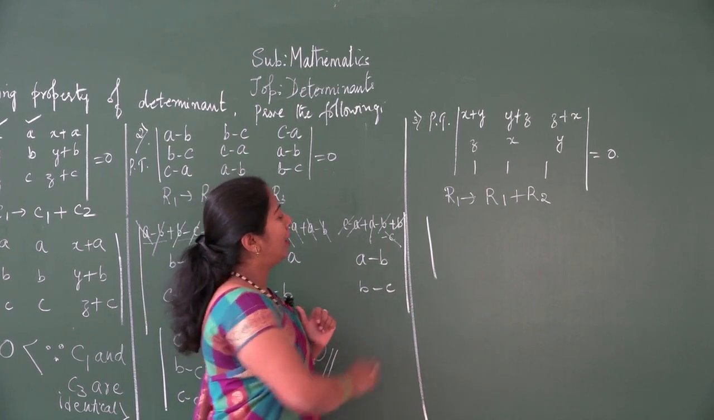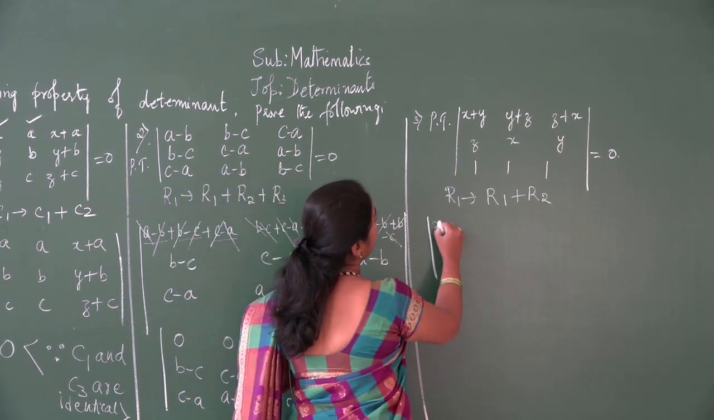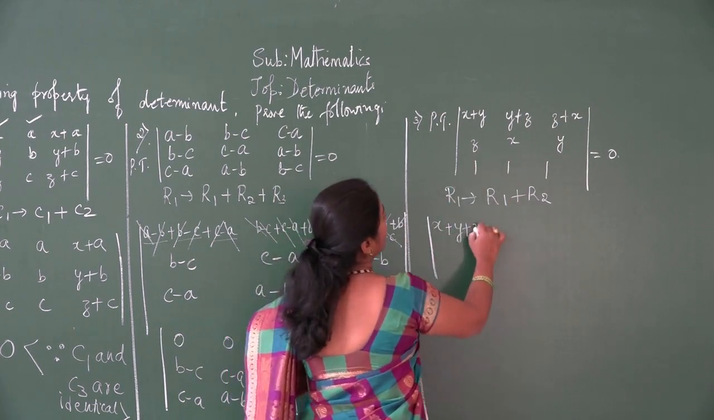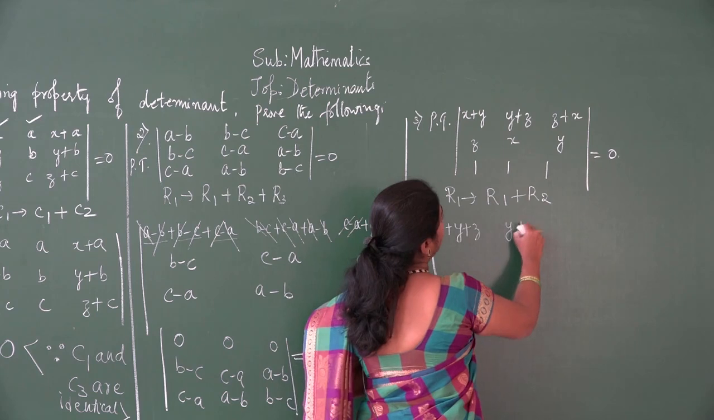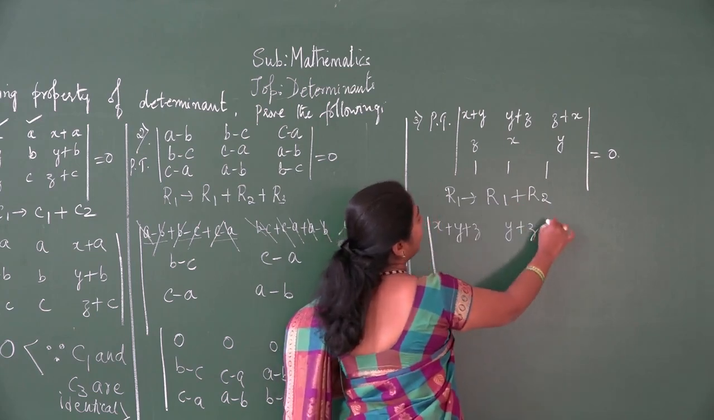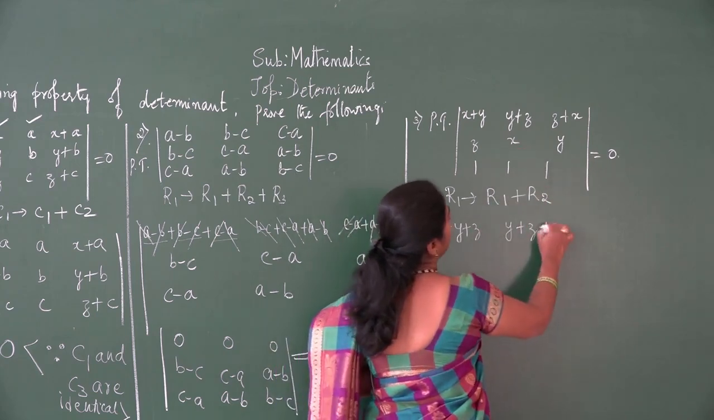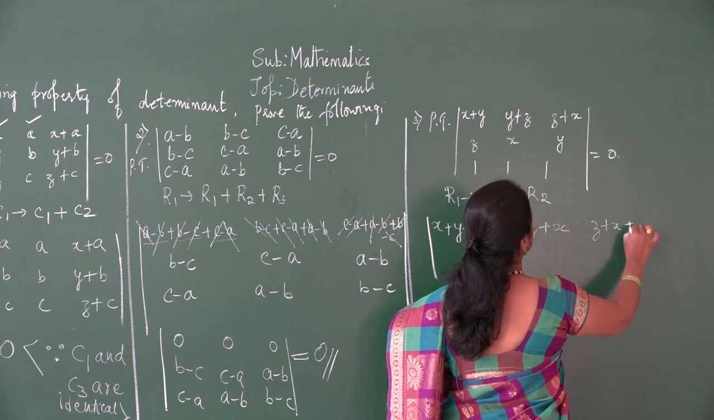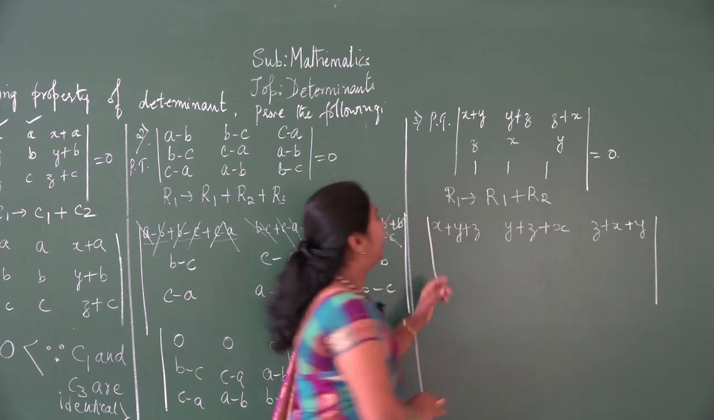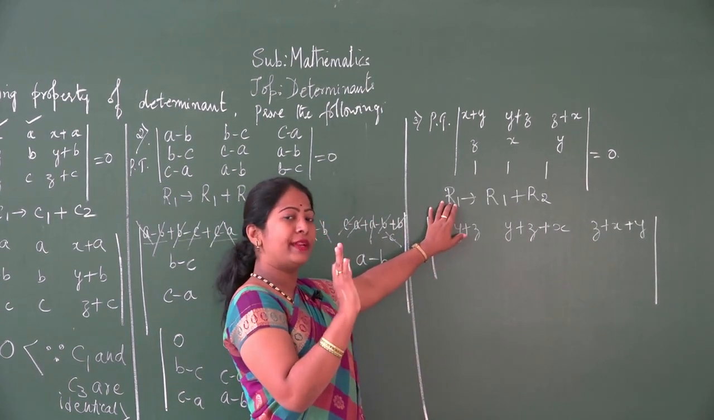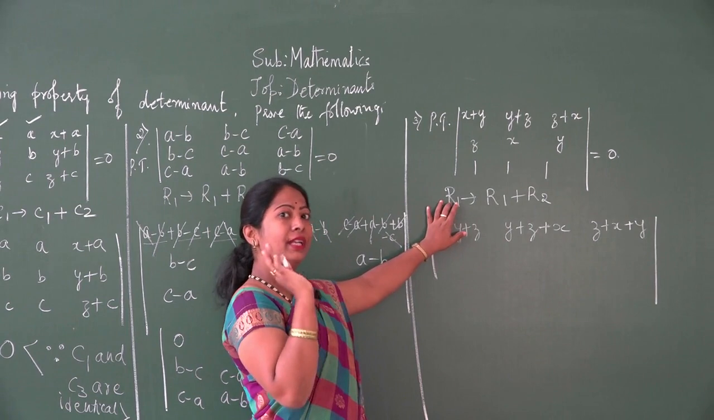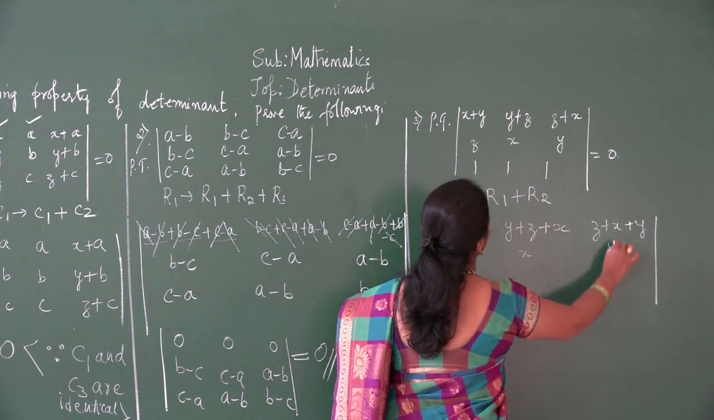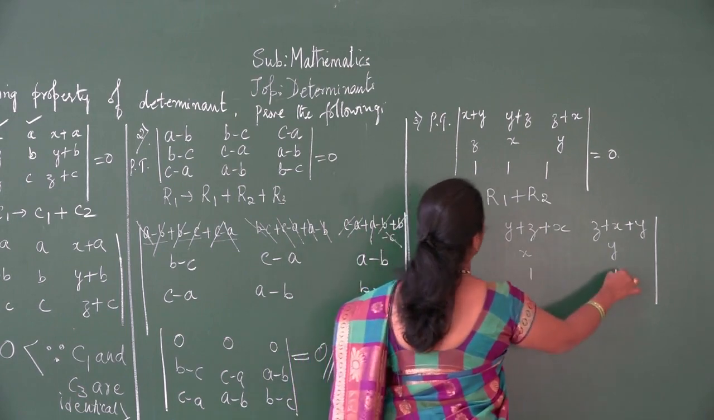Now, what is R1? X plus Y, I am adding with what? R2. What is R2? Plus Z. Similarly, Y plus Z, that is R1, I am adding with R2, which is row 2, X. And the last one, Z plus X plus Y. I am considering only the R1 operation, so R1 changes, R2 and R3 remain the same. What is R2? Z, X, Y, and R3 is 1, 1 and 1 again.